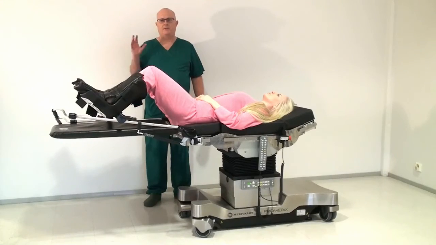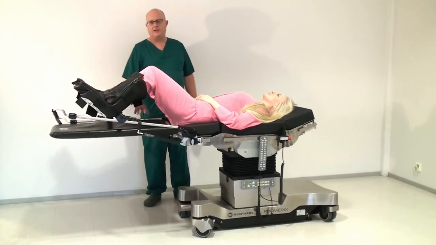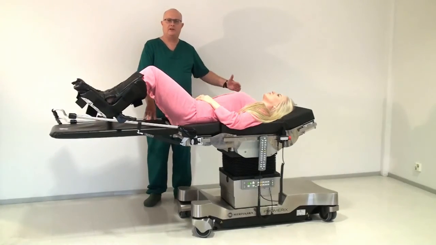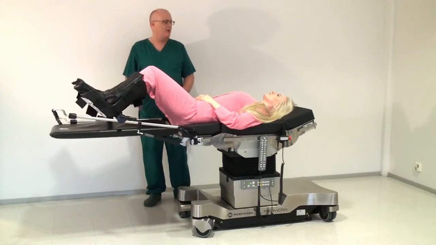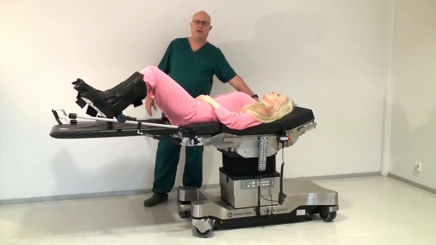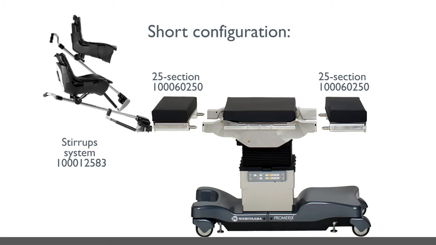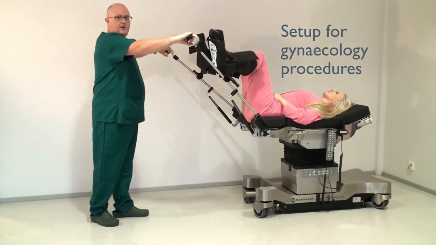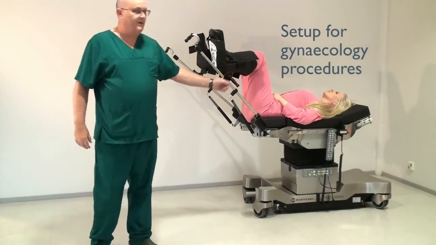Okay, this is the gynae position with the stirrups in place. I'm just going to take the lightweight leg section off, and you can see nothing has really changed. We've moved the patient down the table a little bit more, but we still have control of the head. And then you can move the patient into position, and the anaesthetist still maintains control of the head.